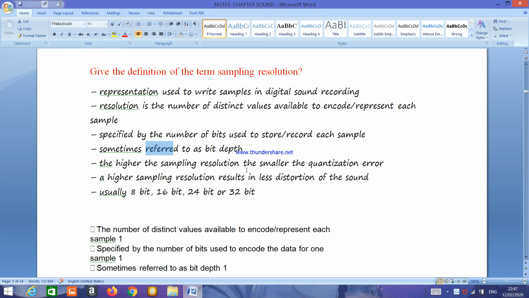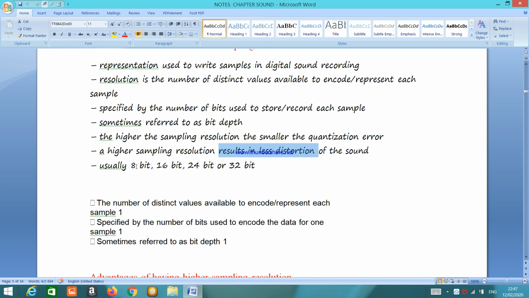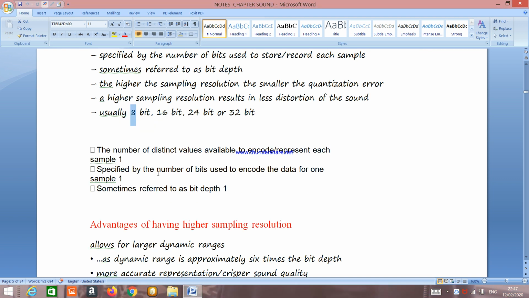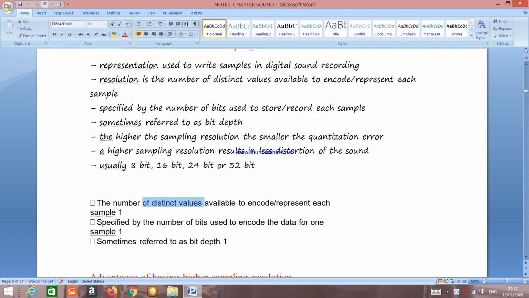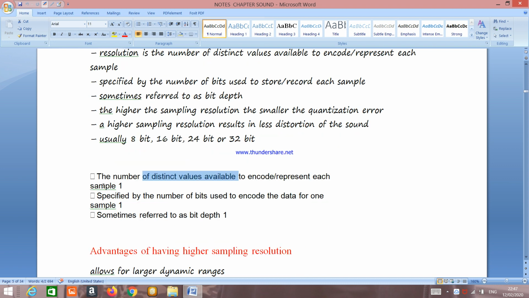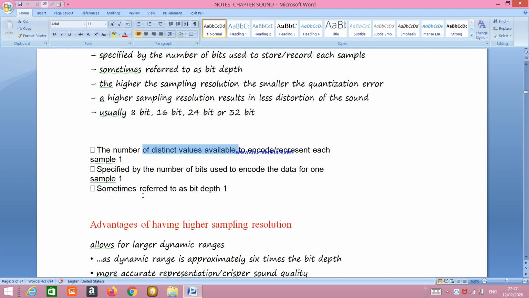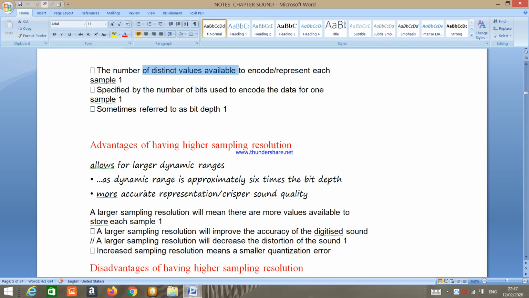Normally, the higher the sampling resolution, the smaller the quantization error. So the higher the sampling resolution, the less distortion there will be. Usually sample resolution is measured in bits: 8 bits, 16 bits, 24 bits, and 32 bits. So sample resolution means the number of distinct values available to encode the analog signal, the number of bits used to encode the data for one sample. And sometimes, as I mentioned, it refers to the bit depth.